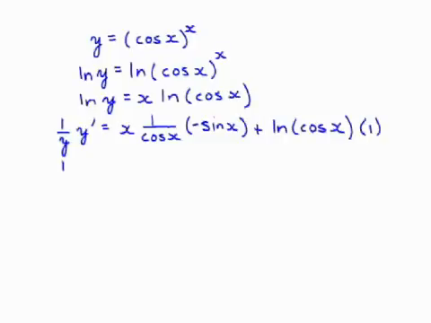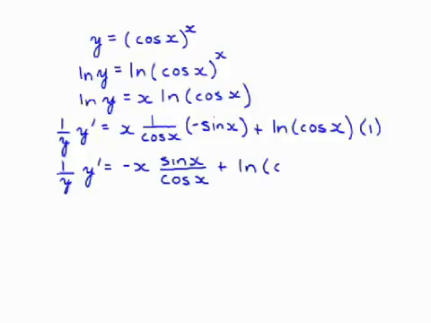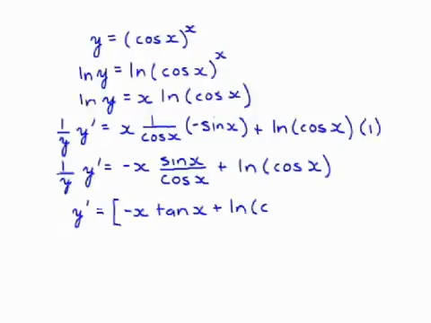In my next line, all I've done is clean things up a little. So I end up with 1 divided by y times y prime equals negative x sine x divided by cosine x, plus the natural log of cosine of x. Remember that I'm trying to solve for y prime. So to do so, I must multiply both sides of the equation by y. So I end up with y prime equaling, in the square brackets, negative x tangent x. The tangent x is just using our quotient identity that sine x divided by cosine x is tangent x. Add to that the natural log of the cosine of x, and then that's all multiplied by y.